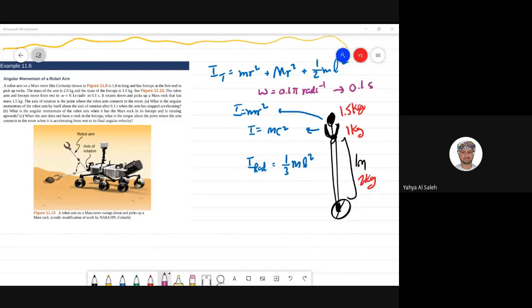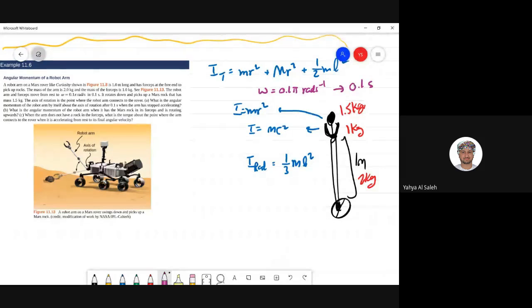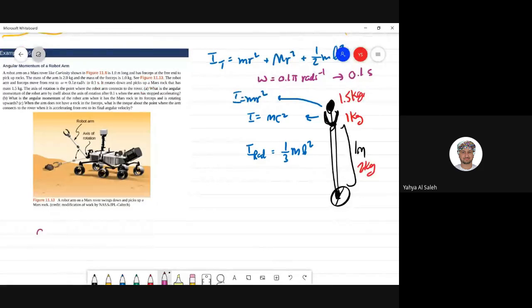A. We want to know the angular momentum of the rod with the forceps. Let's see. What is the angular momentum of the robot arm by itself, so without the rock? That is fine. So A. L equals I omega. My I will be that of the rod and the forceps.